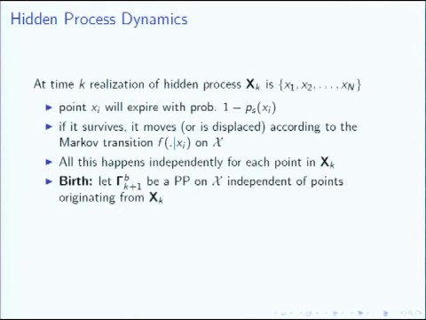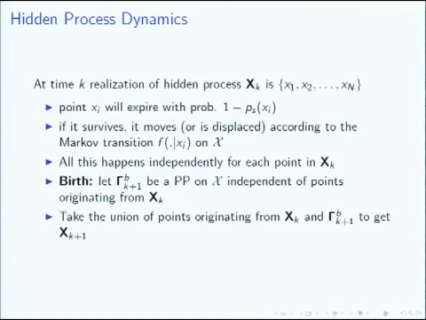And so we see straight away that the realization at time k plus 1 is going to be essentially this process thinned and displaced. But in addition to that, we're also going to augment the realization at time k plus 1 with a set of new points which are unrelated to the points that have survived from the previous time. We call that the birth process, and I've given it the notation gamma k plus 1, with a superscript b indicating it's a birth process, and it is a point process on x independent of the points that originated from x_k. To get your realization at time k plus 1, you just take the union of the points that originated from the previous time and the birth points, and that gives you your realization at time k plus 1. And you can see by construction it's Markov.